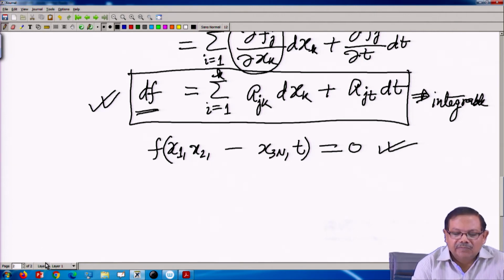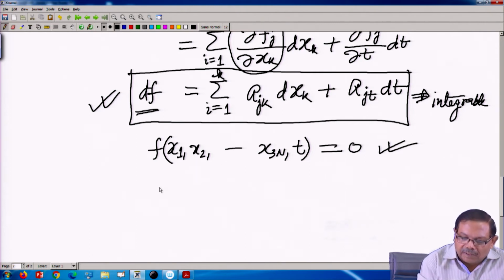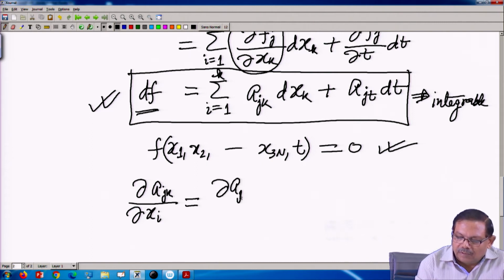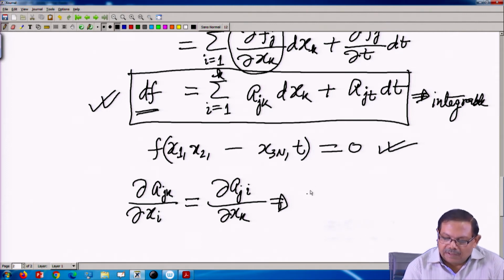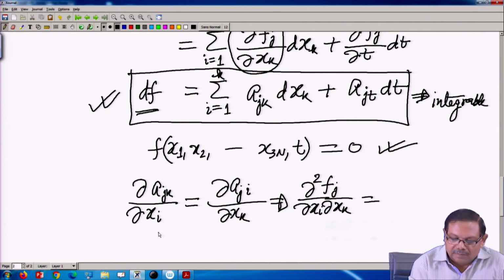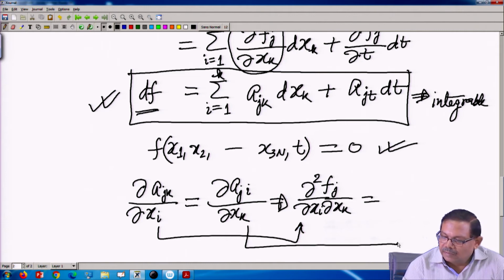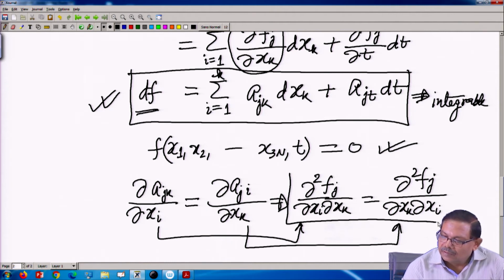So, what is the condition? It is a total differential. Then I take the partial derivative of a_jk with respect to x_i, and this must be equal to the partial derivative of a_ji with respect to x_k. What does this mean? a_jk is ∂f_j/∂x_k, and this thing is ∂²f_j/∂x_k∂x_i. So, this is the condition for integrability.